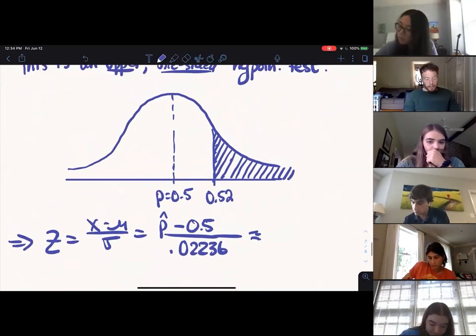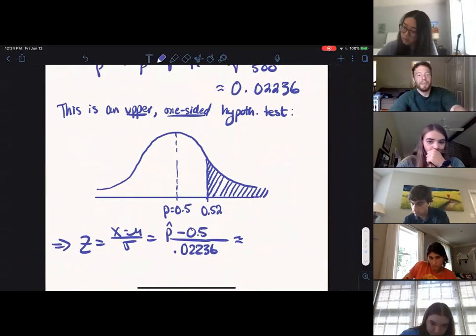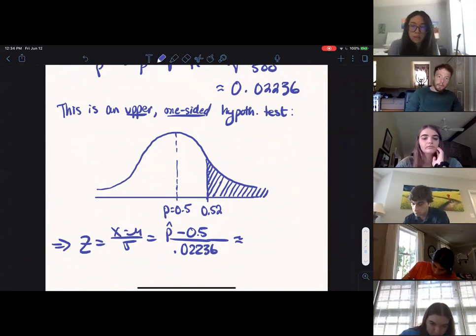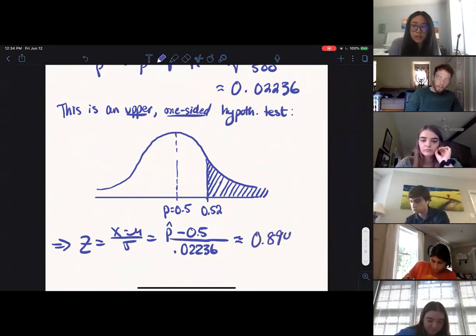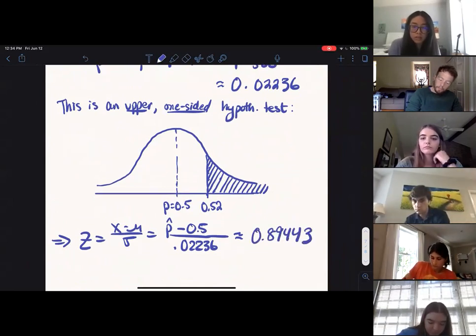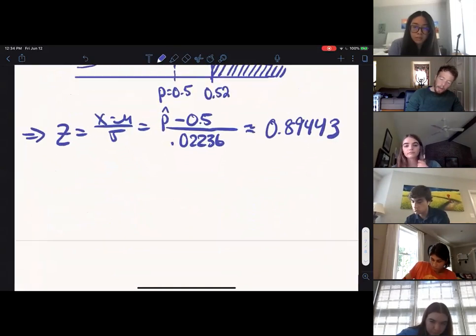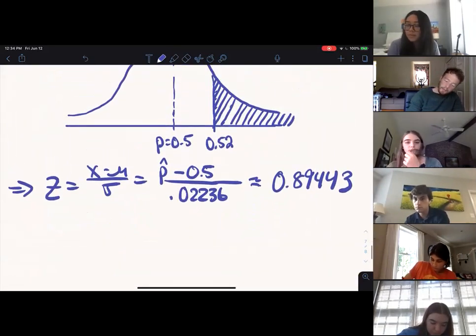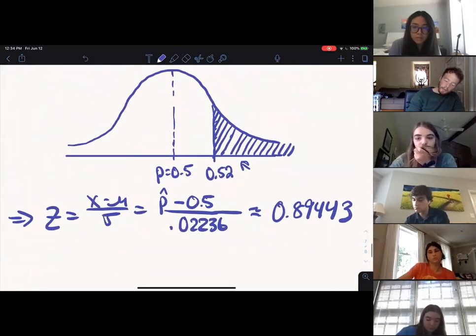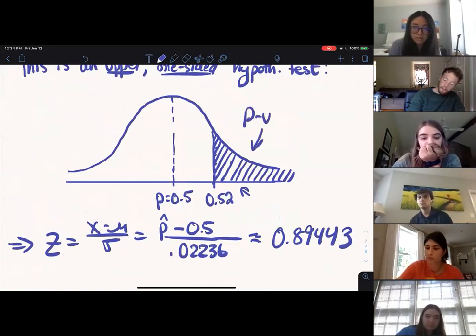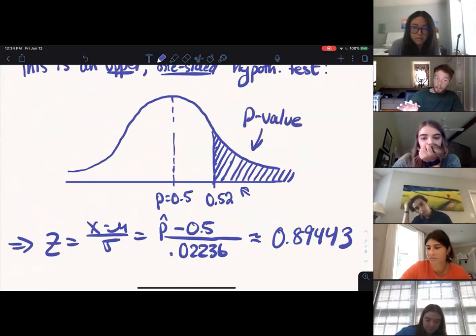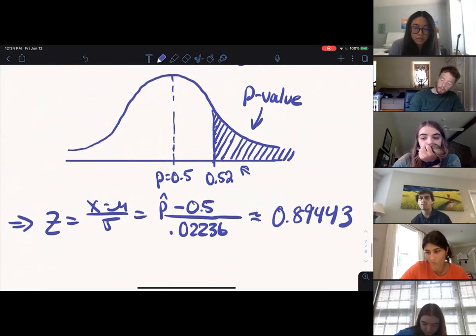Which, and again, I need to put this value in myself because I made a mistake on my notes. So 0.52 minus 0.5 divided by the square root. We're getting this to be 0.8944, around there. And so that's the z-score here. To get this probability, which is going to be our p-value, since it's a one-sided test, we don't times by 2. This is just going to be the p-value.